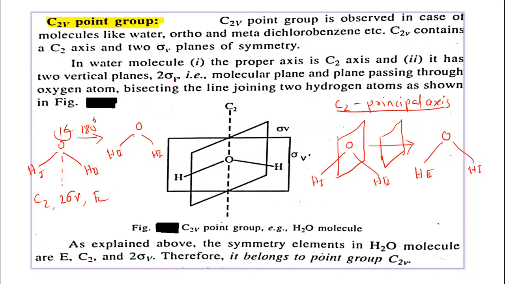It has two vertical mirror planes, 2 sigma v. One is the molecular plane, and the other is the plane passing through the oxygen atom. This is the plane passing through the oxygen atom. Another plane is the molecular plane, where all the atoms lie. So the point group assigned to the water molecule is the collection of these symmetry elements. The principal axis is C2, vertical. So C2v is the point group of the water molecule.